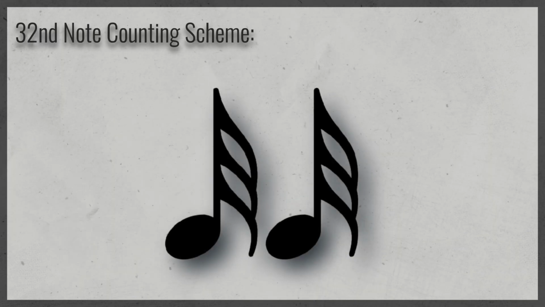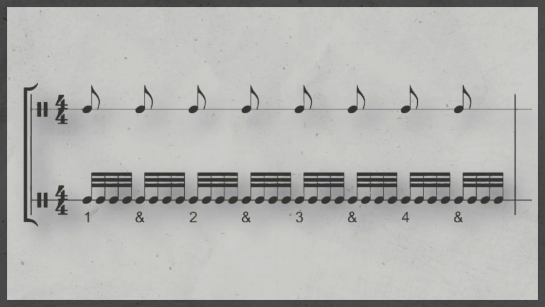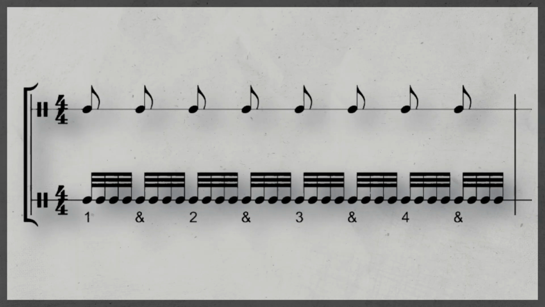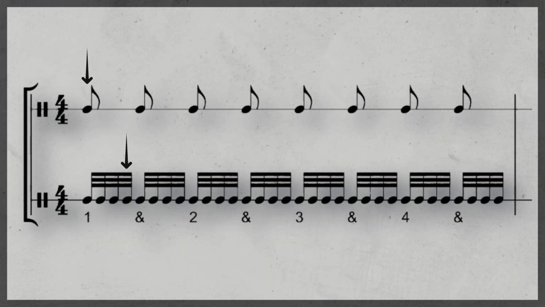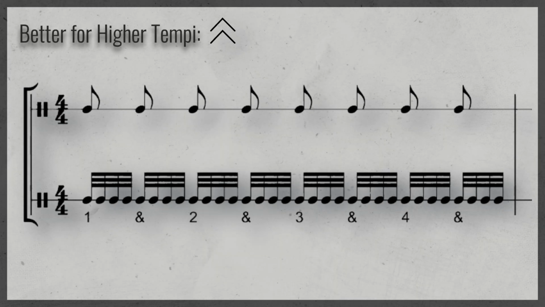On a related note, the counting scheme for thirty-second notes depends on the context. You can count them using either an eighth or a 16th note counting scheme. When using an eighth note scheme, you'll simply count 1 and 2 and, while playing 4 notes per count. Just make sure that the 4 thirty-seconds are evenly spaced within each count. This method will work better for a higher tempo range.